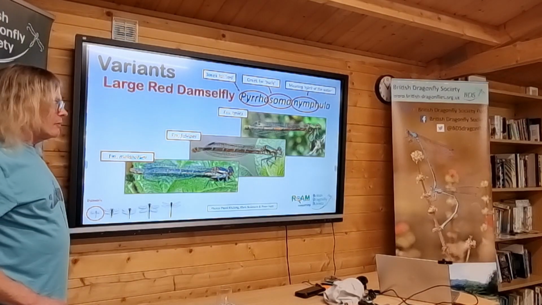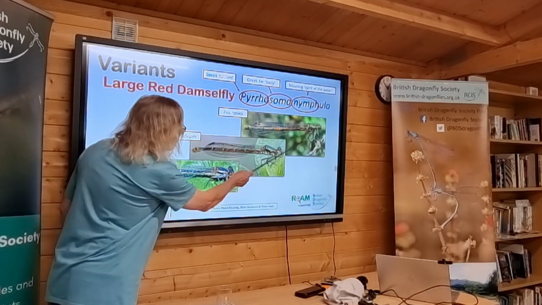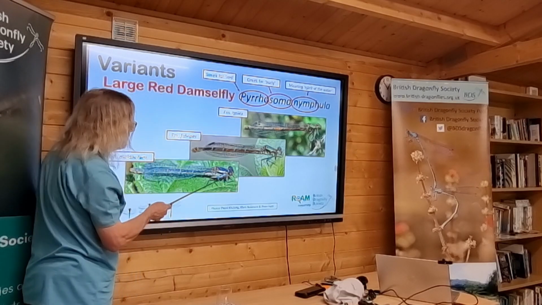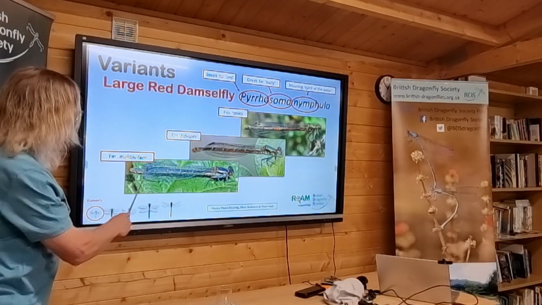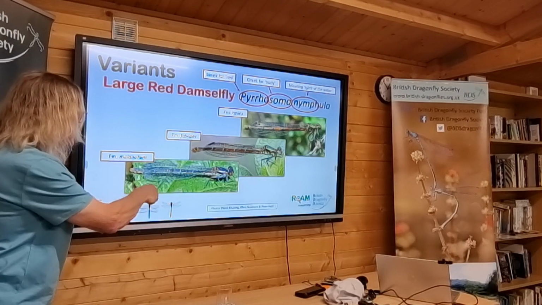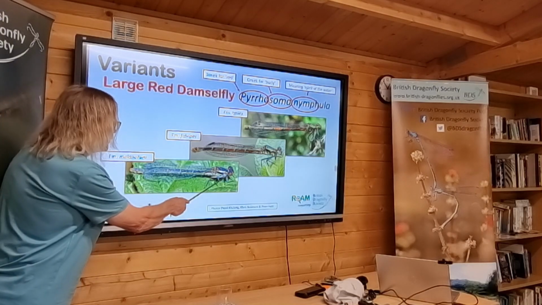Best feature on these is the eyes. If you look at these stripes on the eyes, that'll give it away as being a large red. So if you just look at the eyes, you can pretty much tell that. If you see that and you're not sure, because there's not a lot of red on that, it's going to be the melanotum version. Only has a bit of red there, but it's got the stripes on the eyes.